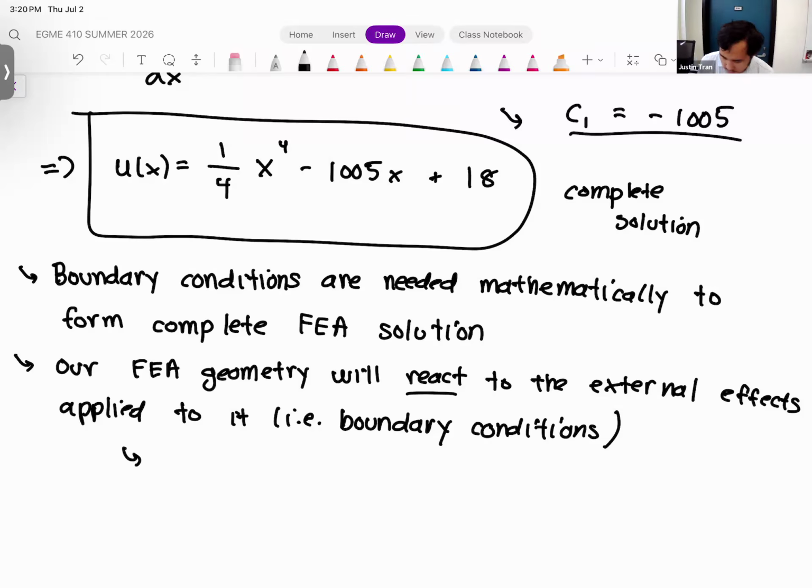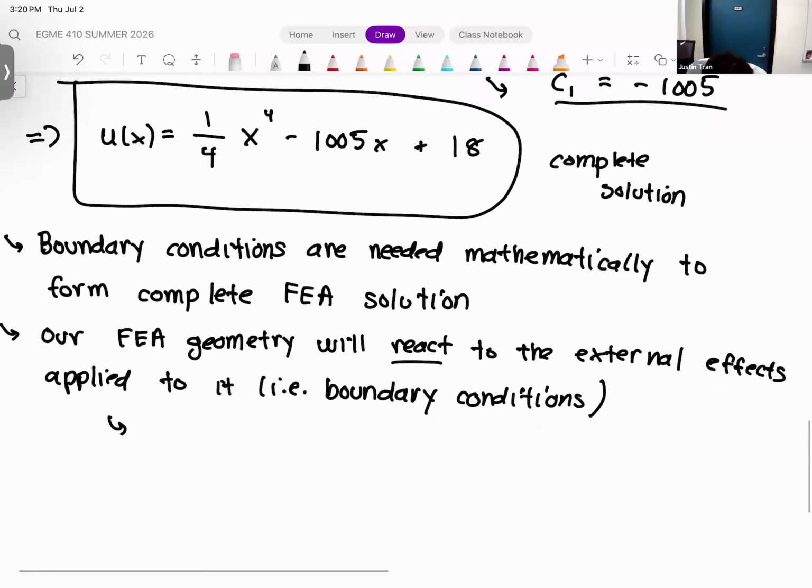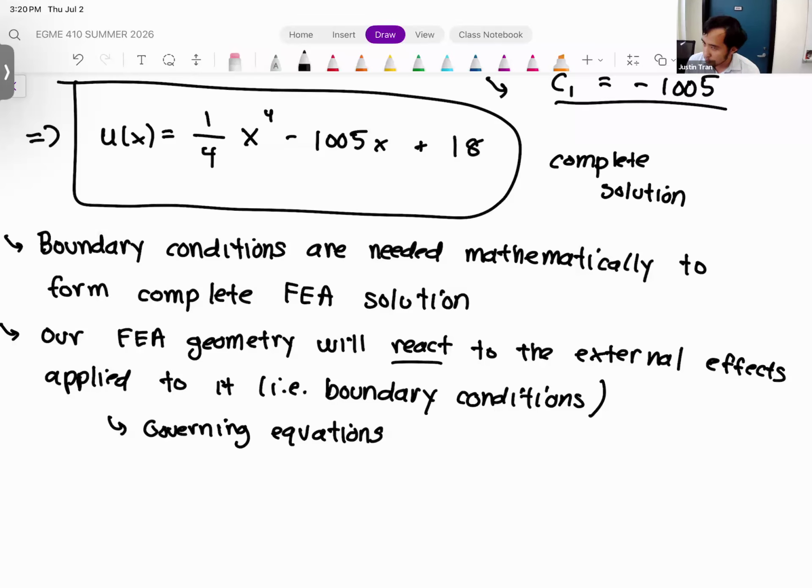Our governing equations, the governing equation that we're assuming, will describe how our system is going to react to the boundary conditions. And actually, I'll go ahead and throw in the material properties as well, just because we'll be talking about that later today.